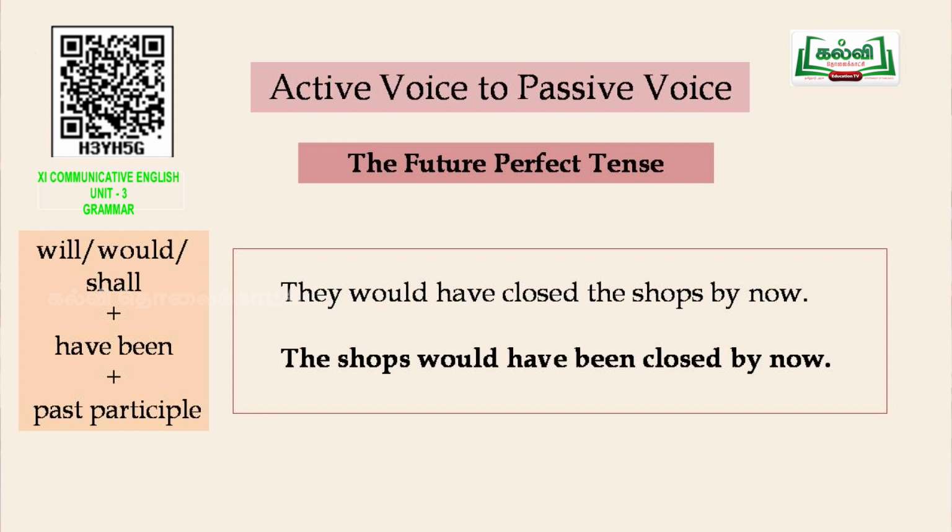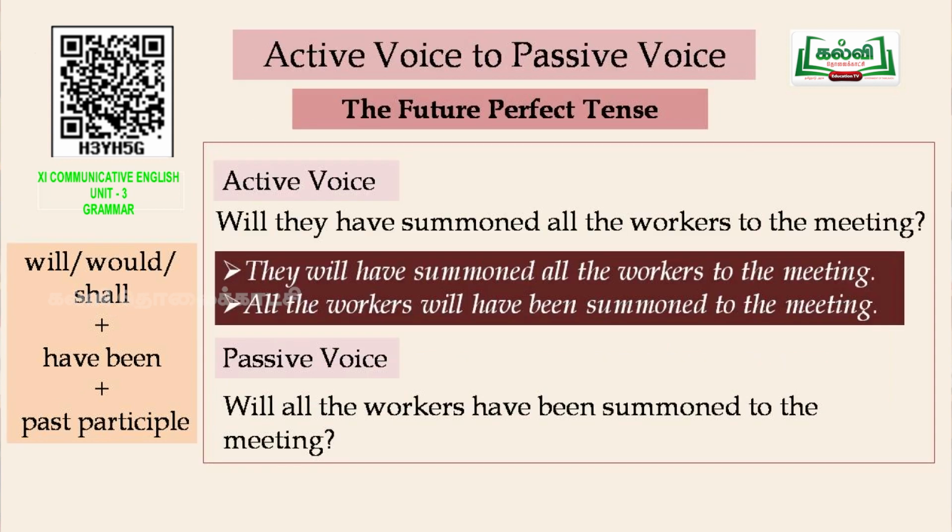They would have closed the shops by now. Now answer in the passive. They would have closed what? The shops. So the shops would have closed changes to would have been closed. The shops would have been closed by now. By them is not needed here. It is understood. Definitely somebody has to close the shops. The owners or perhaps the workers. So no need to include the agent. It is obvious.